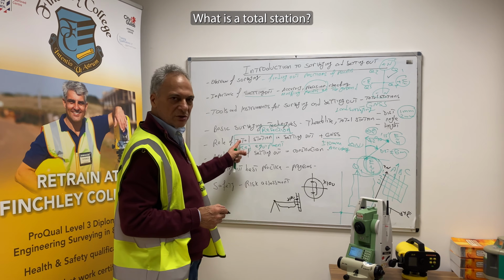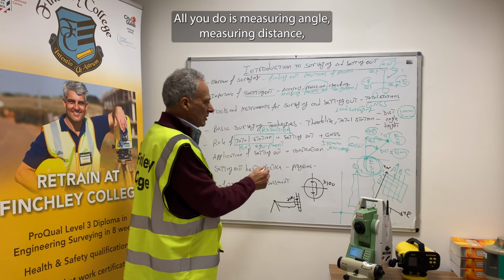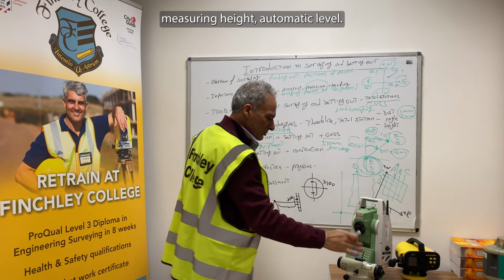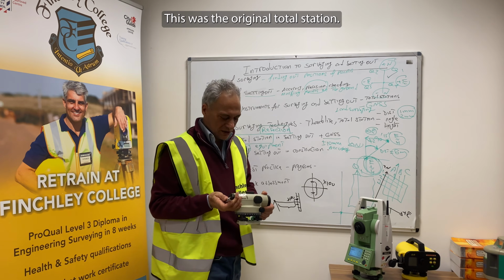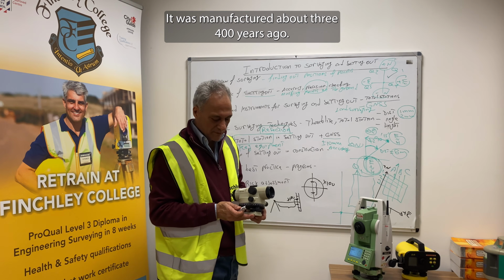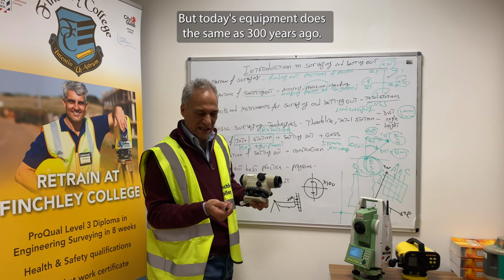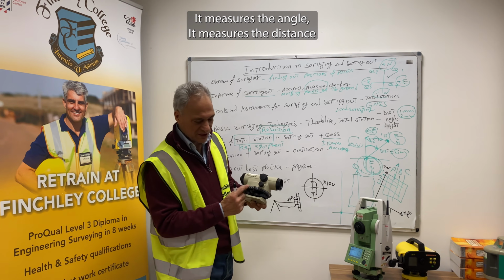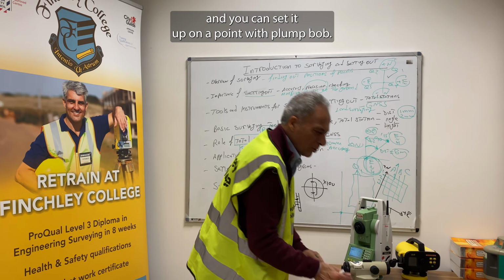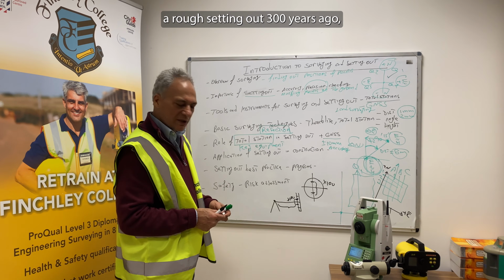What is a total station? Total station is an equipment that you set up on a known point that only does measuring angle, measuring distance, measuring height. Automatic level does all three. This was original total station. It was manufactured about 300-400 years ago. It didn't look anything like today's, but it looked very different. But today's equipment is the same as what it was 300 years ago. It measures the angle, it measures the distance, and you can set it up on a point with a plumb bob. This was used for a rough setting out 300 years ago.